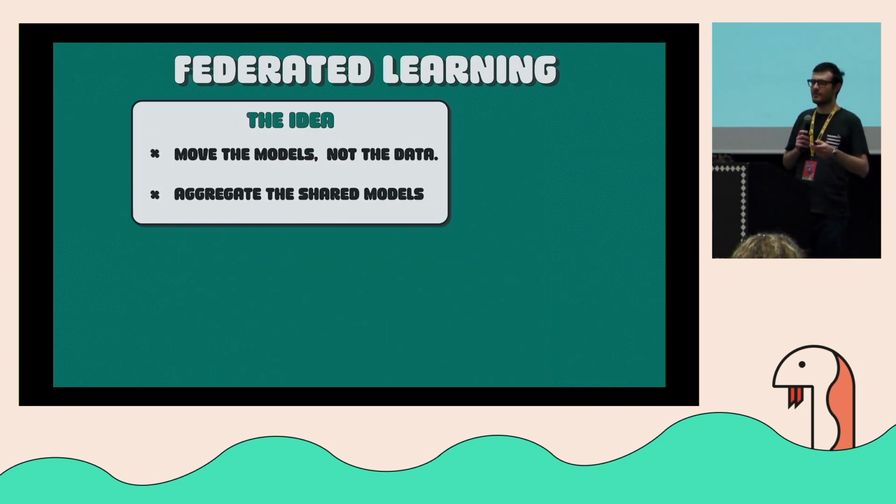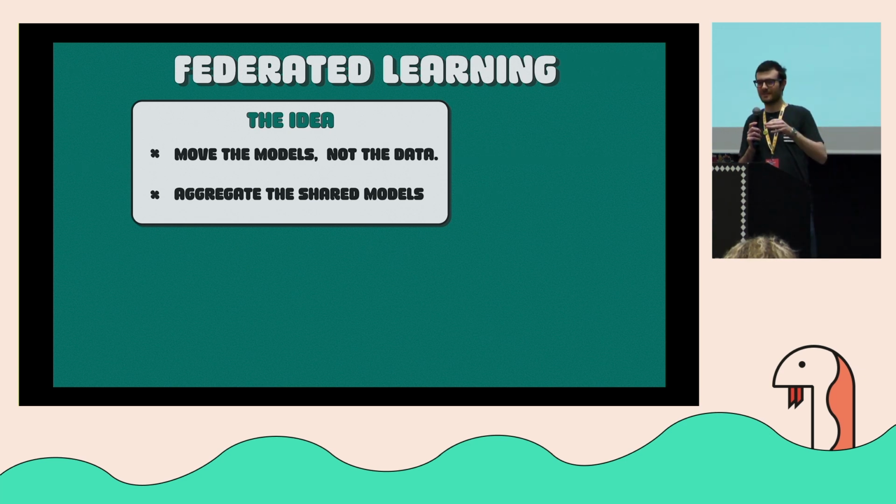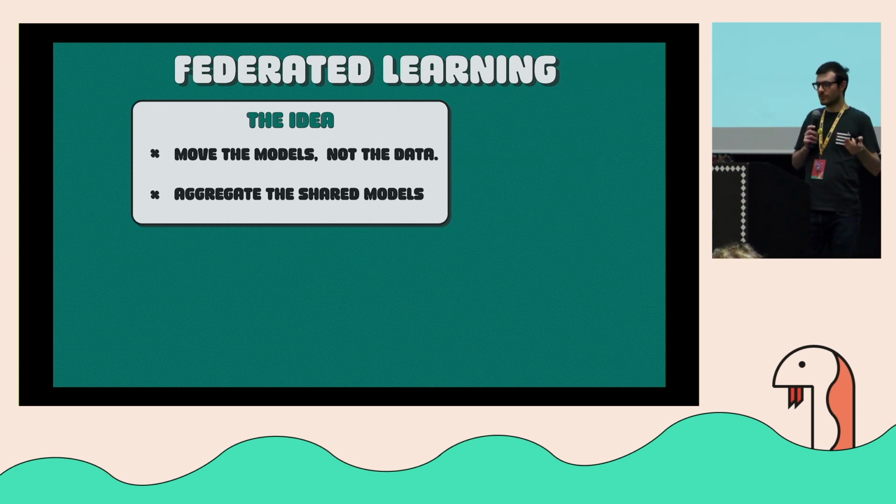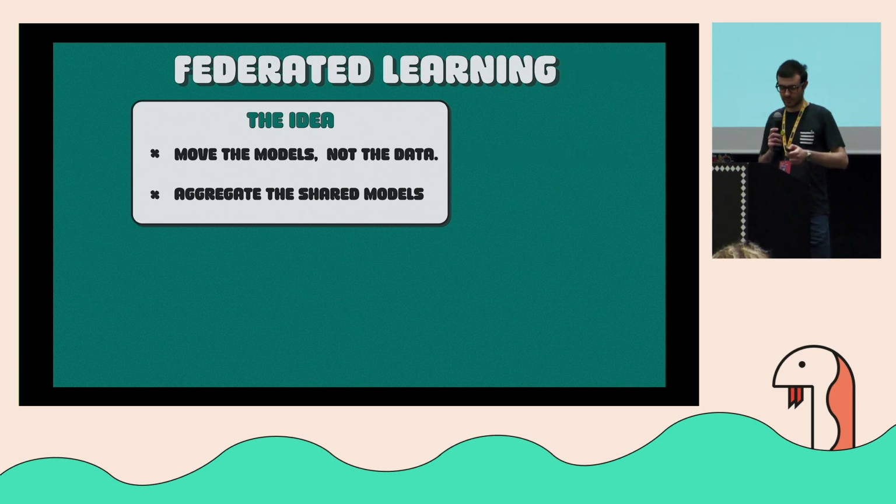So the main idea is that instead of moving the data, which is what we have seen in the previous slide, we move the models that are trained by some clients, and I will call these clients nodes or users. I will use different terms, but basically these clients are the people that want to train a model, or they could be entities like hospitals or different companies. And then after you move these models to a server, what happens is that you have to aggregate these models.